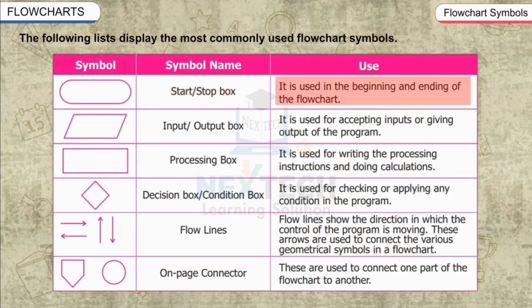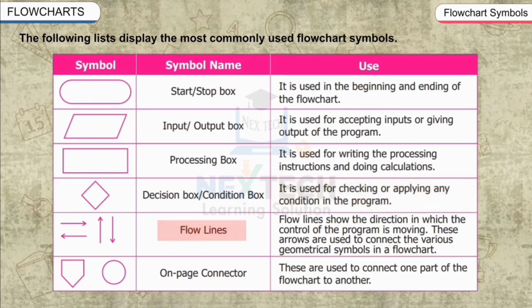We have the start or stop. It is used to begin and end a flowchart. We have the input. It is used to expect input or give output of a program. We have the process symbol. It is used for writing the process of instructions during calculations. We have the decision. It is used to check or apply any condition in the program.